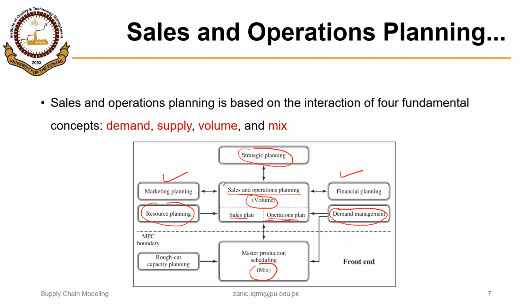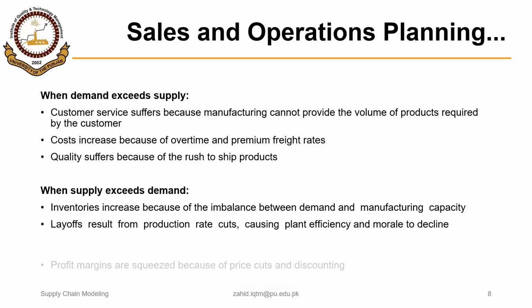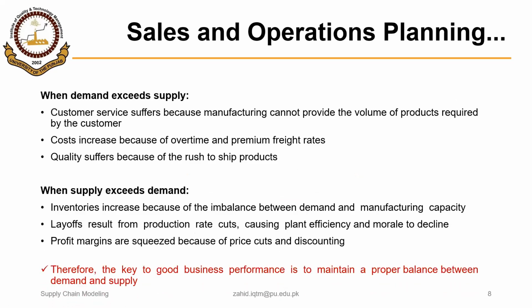So we will discuss very briefly these four elements of S&OP: demand, supply, volume, and mix. So when demand exceeds supply, customer service suffers because manufacturing cannot provide the volume of products required by the customer. So that is obvious. When demand is more and supply is less, customer service will be affected. Costs increase because of overtime and premium freight rates in order to meet the remaining demand. Quality suffers because of the rush to ship products.